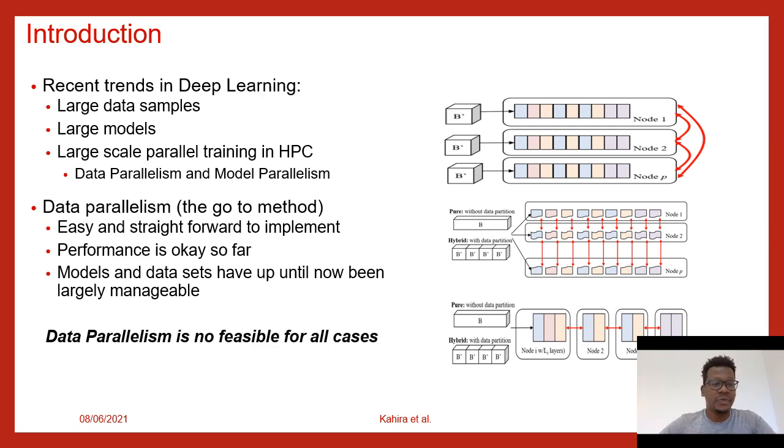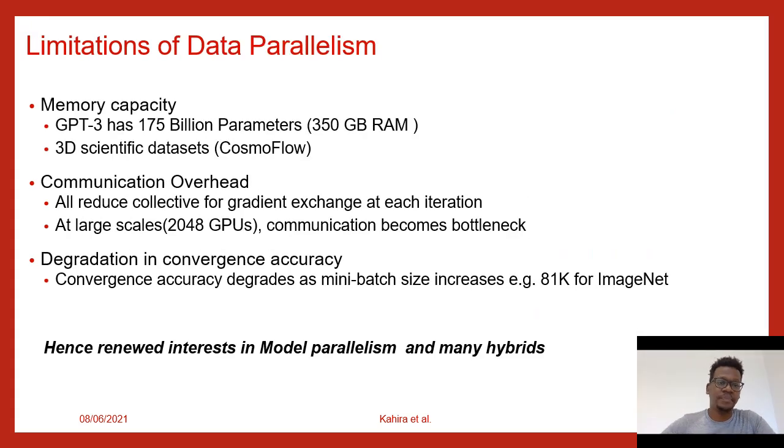This is because it's very easy and straightforward to implement and comes well implemented in almost all the frameworks. The performance has been okay so far, and the models and datasets up until now have been largely manageable for data parallelism. However, data parallelism is not feasible in all cases, as we will see, and I will discuss a little bit more into the limitations of data parallelism. First of all, the main limitation of data parallelism is memory capacity.